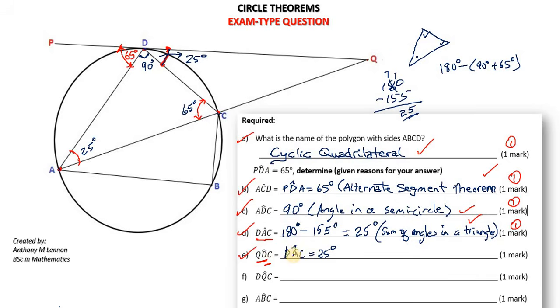And why did I connect these two angles together, angle QDC and DAC? Because they're part of the alternate segment theorem. Angle between the tangent and a chord equals the angle in the alternate segment. So again, this is the alternate segment theorem.